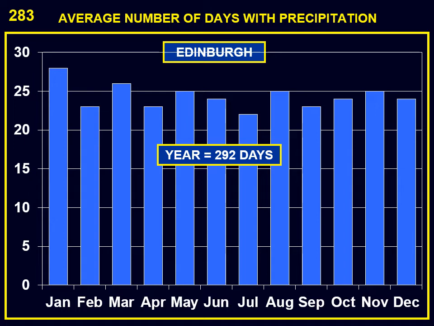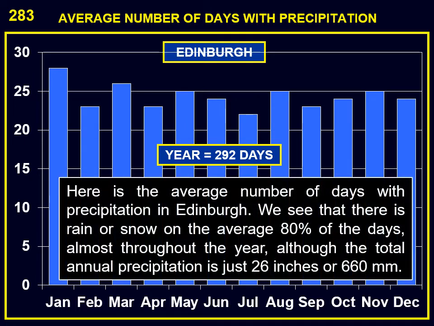Here is the average number of days with precipitation in Edinburgh. We see that there is rain or snow on the average 80% of the days, almost throughout the year. Although the total annual precipitation is just 26 inches or 660 millimeters.